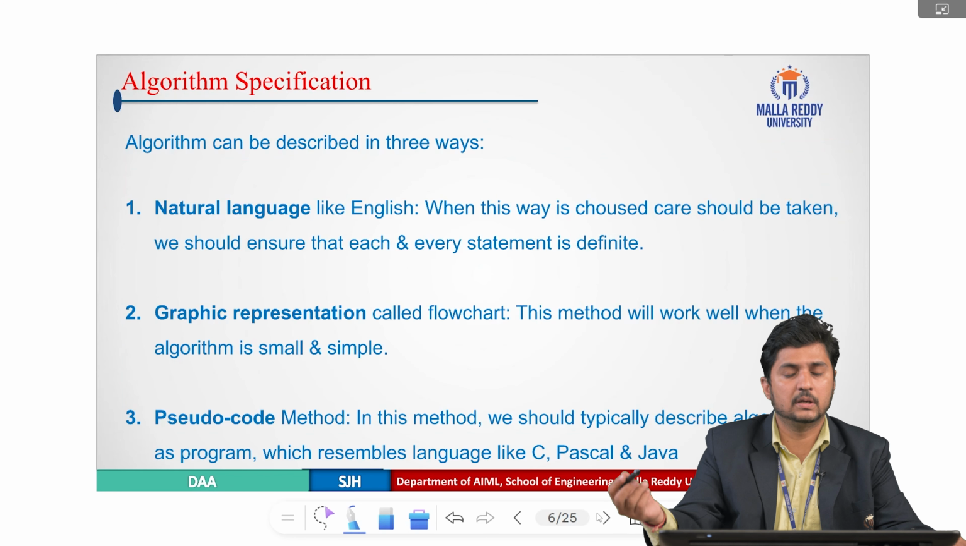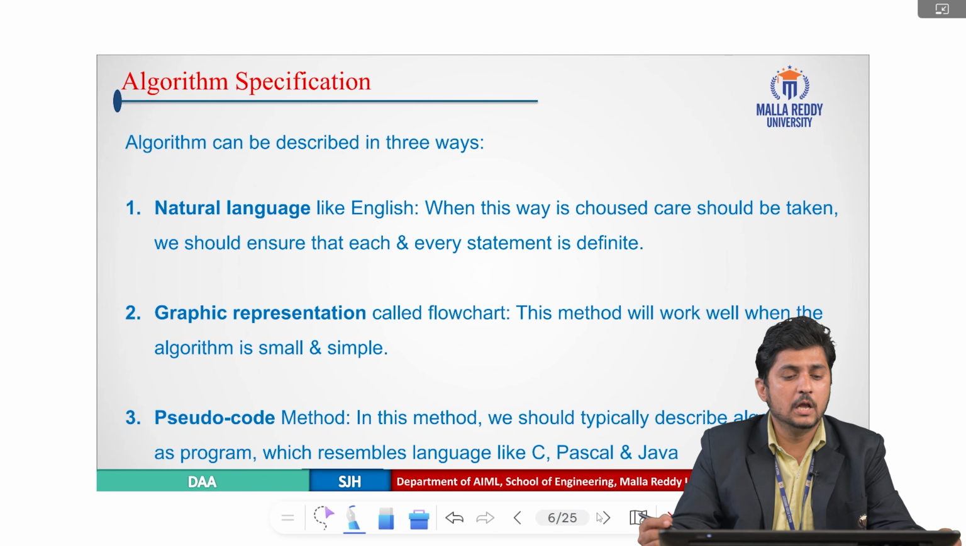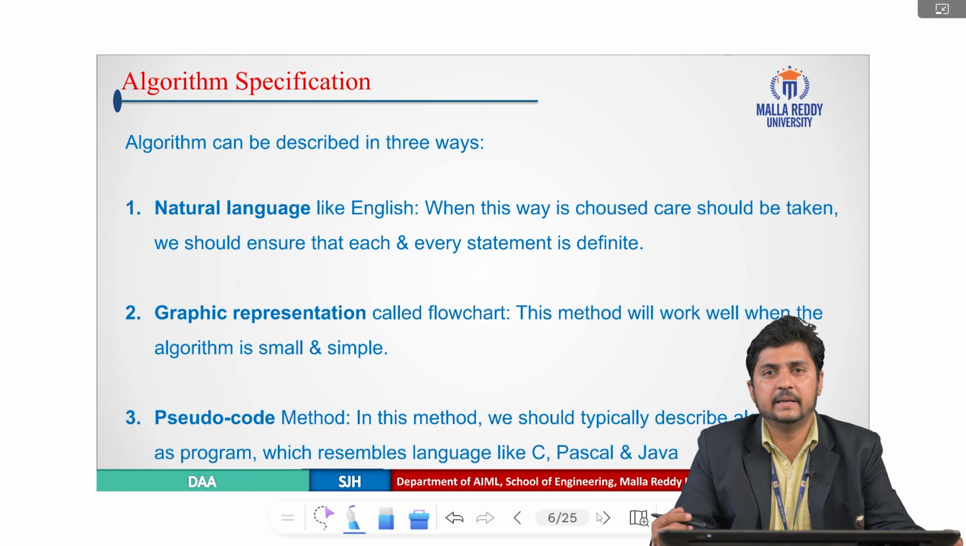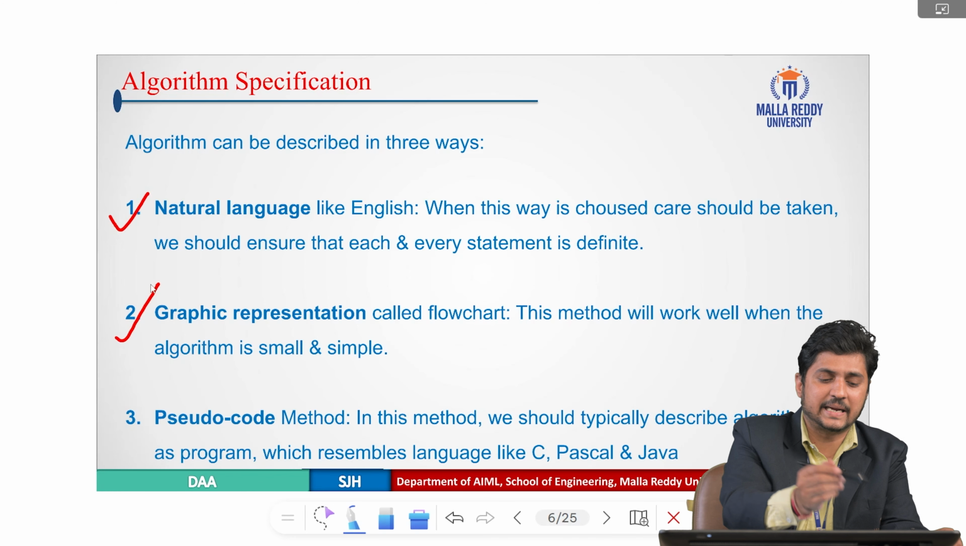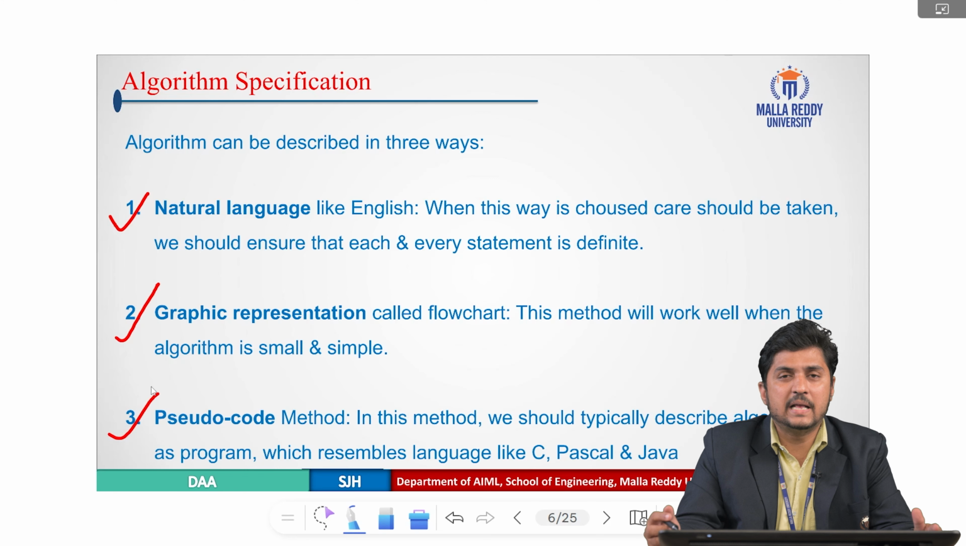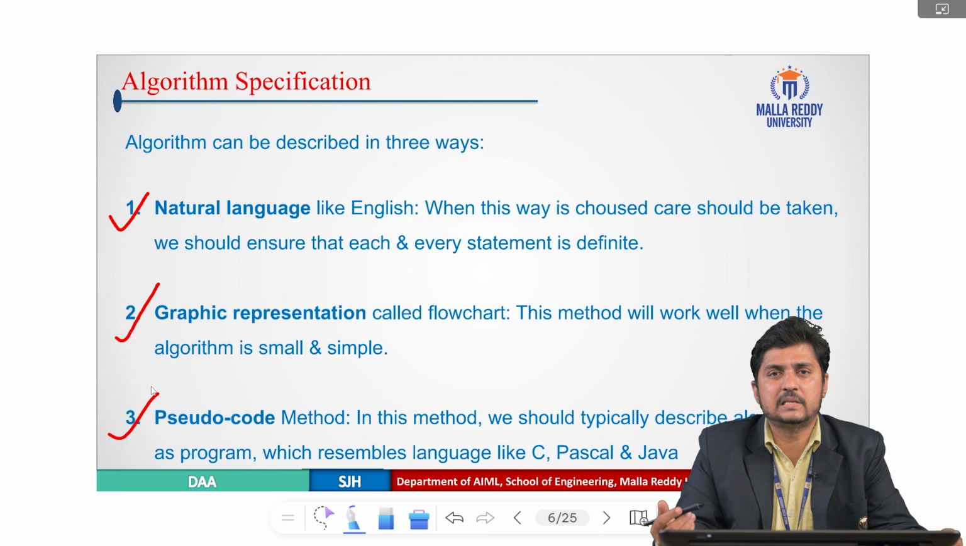So moving towards algorithm specification. An algorithm can be described in 3 ways. The first one is natural language, the second category is graphical representation, and the third one is pseudocode. Natural language is like English, the normal human language, how we talk. In that way also we can write. But in natural language, we cannot express any programming constructs or instructions or statements.